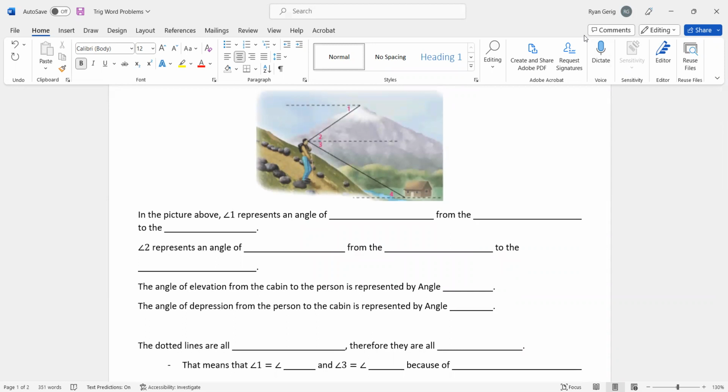So in the picture above, angle 1, right here, represents an angle of depression, specifically from the mountaintop to the hiker, the person. Angle 2 represents an angle of elevation from the hiker, basically backwards here, to the mountain.